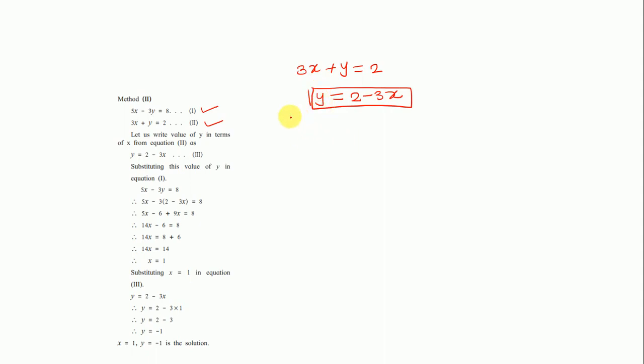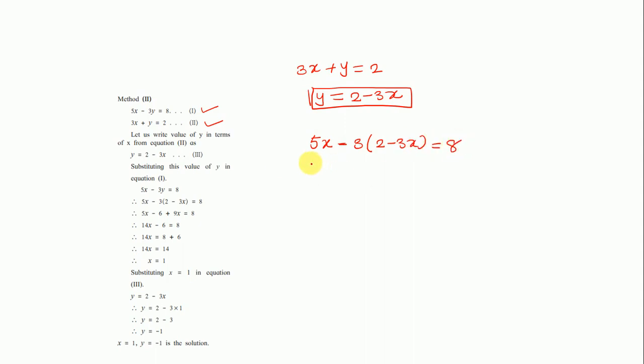Now we can put the value of y in equation number 1. So what is equation number 1? This 5x minus 3y equal to 8. So in the place of y we can write 2 minus 3x. So we'll write 5x minus 3y, y meaning 2 minus 3x, is equal to 8.